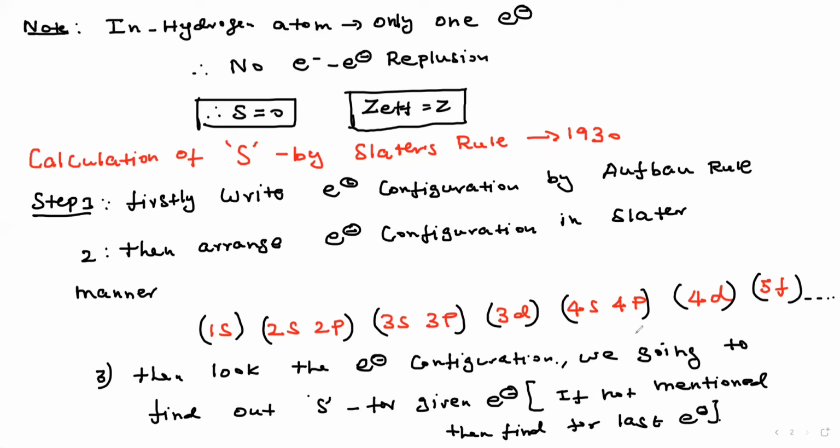Understood? For example, if they ask to find 2s separately or 4s separately, then we take that one. If it is not mentioned, for example, if scandium is given and they ask to calculate the Z effective of scandium, now we have to consider what is the last electron of scandium, for which we are going to find out the S value.